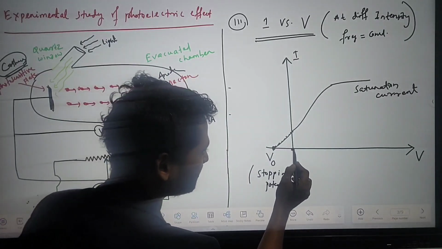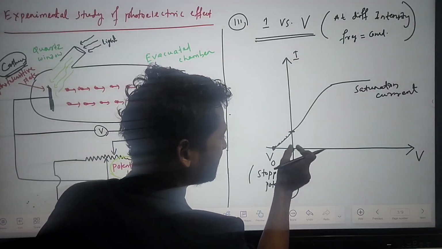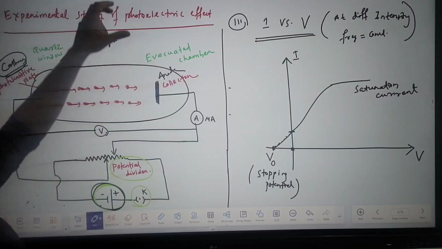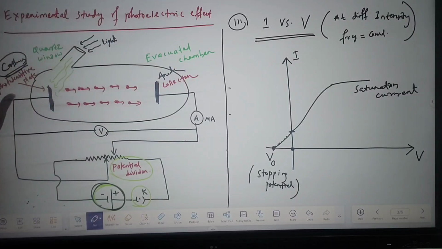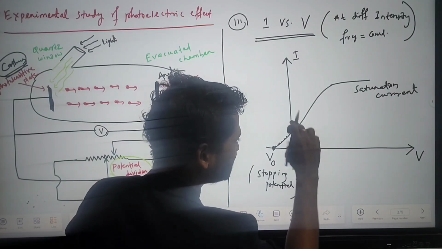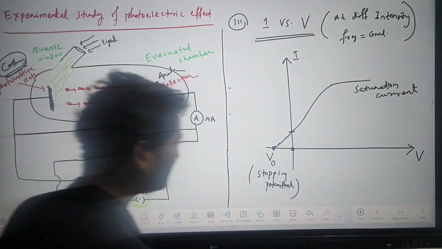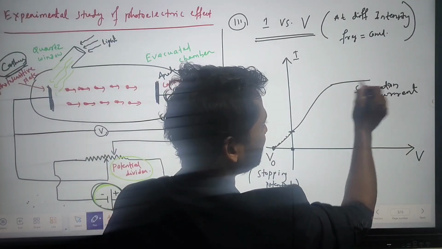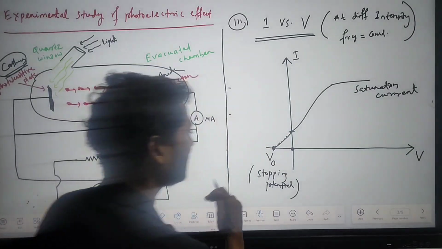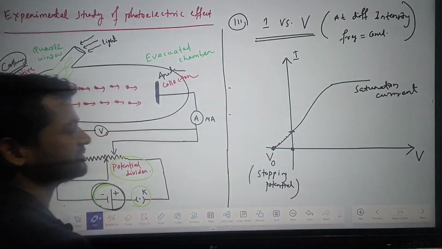You would have asked, sir, why it will not start from origin? Why does it start from here? Because at this point, what is the potential? Zero. Even if the potential is zero, still current will flow. Some current will flow due to the energy from that light. So that's why I have taken this part. At this point the potential will be zero, still we have some current. Then, if we increase the potential, current will increase. Then it gets saturated. That current is called saturation current. Then, if we decrease the potential, at a particular potential, we will find photocurrent is zero. That potential is called stopping potential.